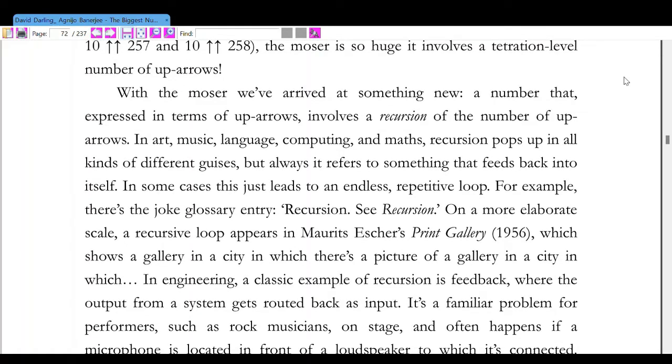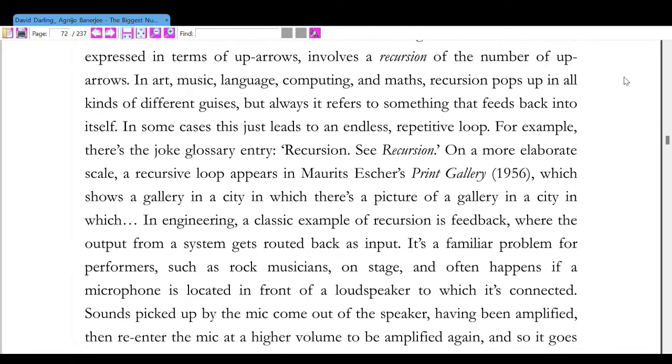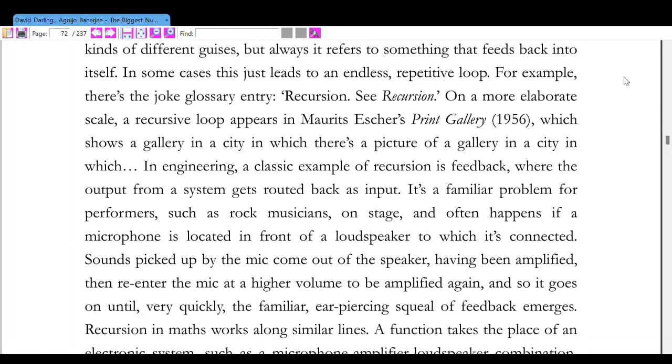we've arrived at something new. A number that, expressed in terms of arrows, involves a recursion of the number of arrows. In art, music, language, computing, and math, recursion pops up in all kinds of different places, but always it refers to something that fits back into itself. In some cases, this just leads to an endless, repetitive loop. For example, there's the joke glossary entry, recursion: see recursion.